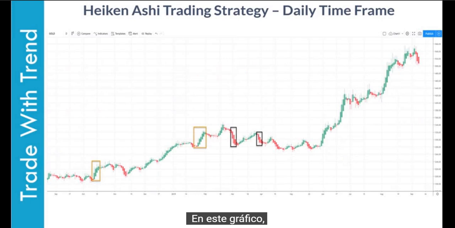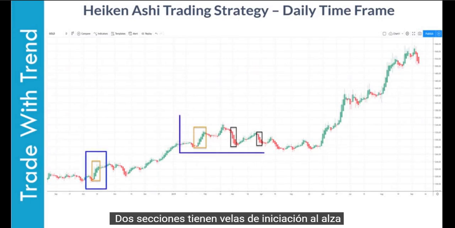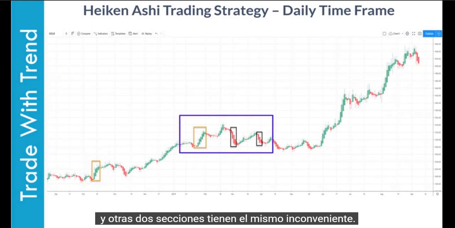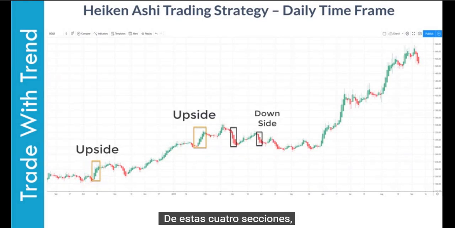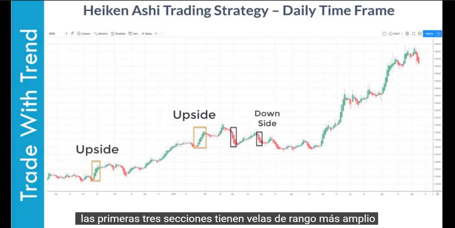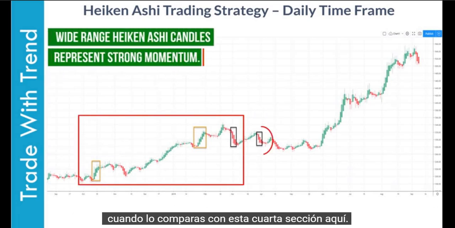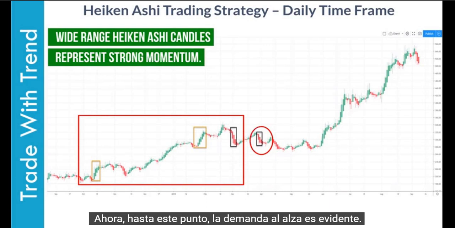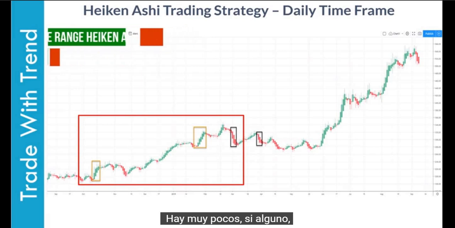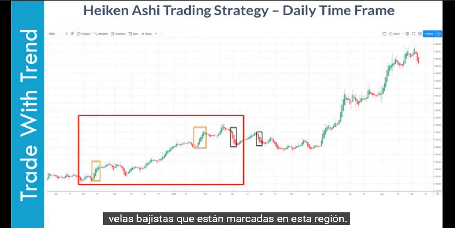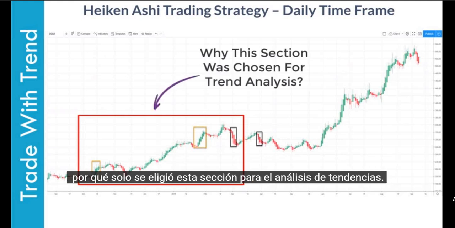In this chart, there are 4 sections that I marked out. 2 sections have initiation candles on the upside and 2 other sections have the same on the downside. Out of these 4 sections, the first 3 sections have more wide range candles when you compare them with this 4th section here. Till this point, demand on the upside is clearly evident. There are very few, if any, bearish candles in this region. Before we move forward, let me now explain why only this section was chosen for trend analysis.